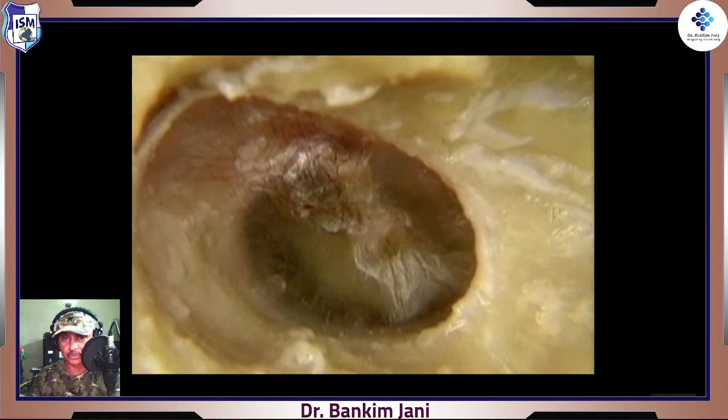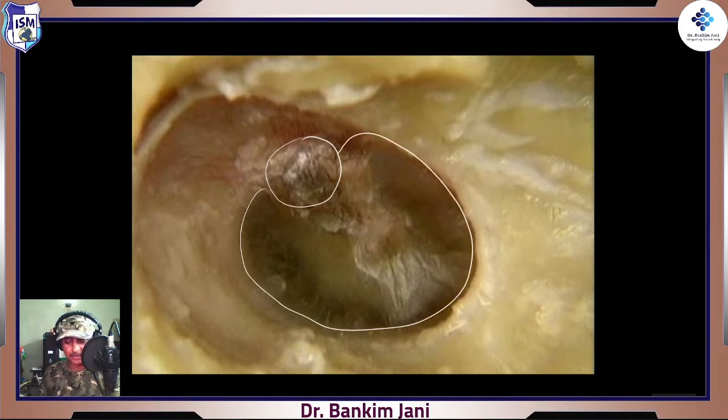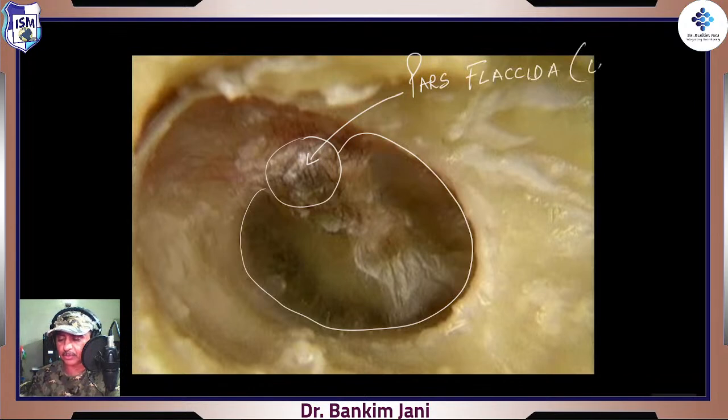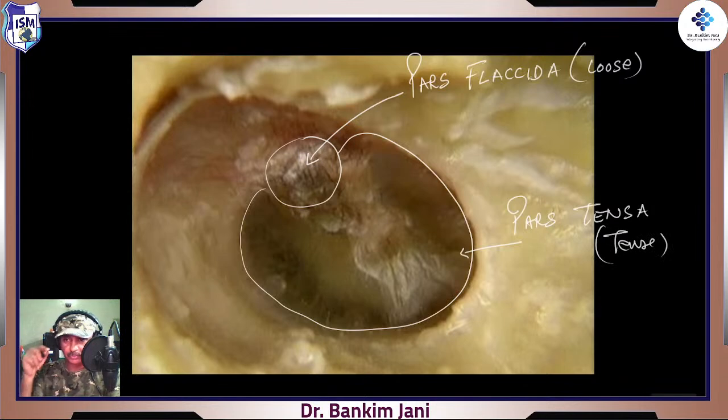Still more zooming, right? We zoomed it still further. When we do this, we come across two things. One, what is above, and the second portion, which is like a ring. The above one is pretty loose. That is flaccid, so it is called the pars flaccida. Flaccida means it is quite loose. While the lower structure, the rest of the structure, is tense. So this is what is called the pars tensa. In other words, it is simple, it is tense. So it is this tense portion which vibrates on sound, right? It vibrates on sound.